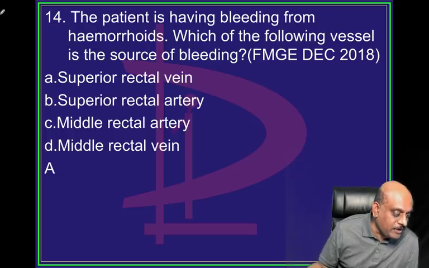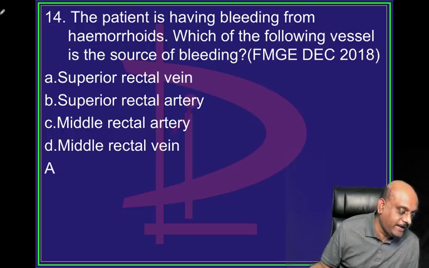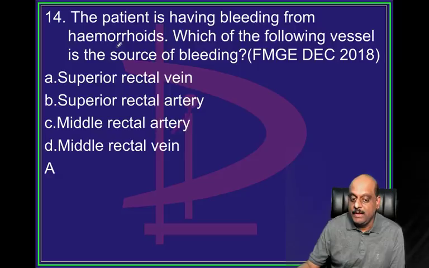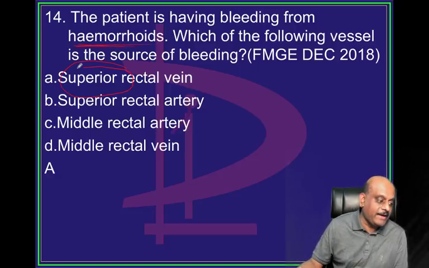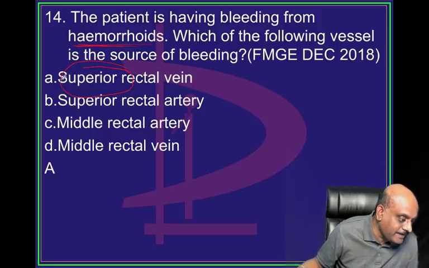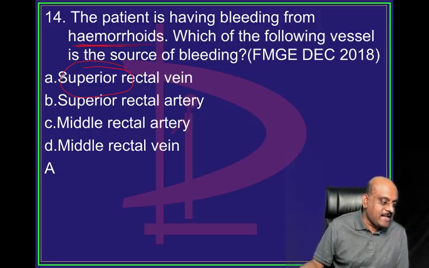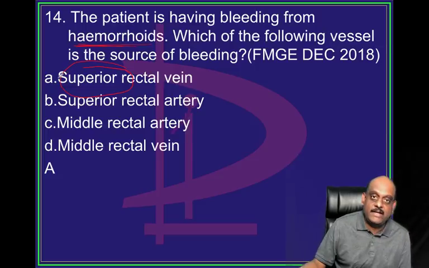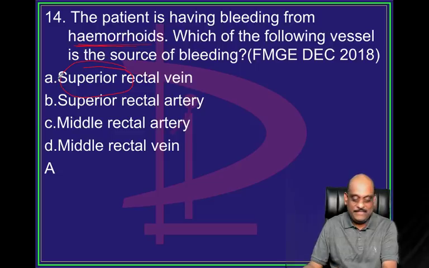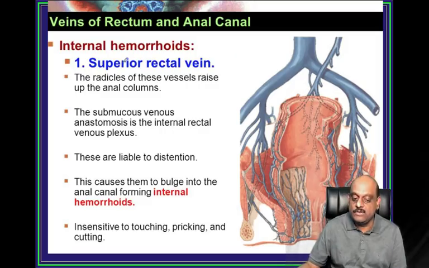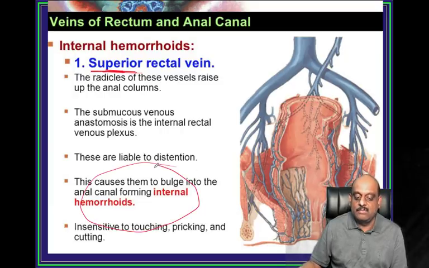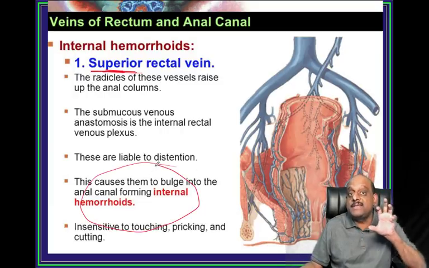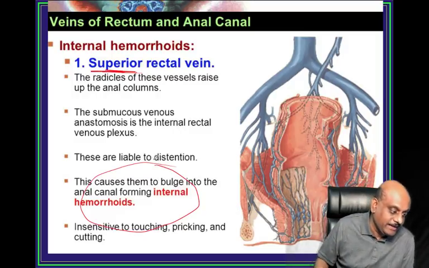Now, this is a beautiful question, Jaya. You just missed it, Jaya. So, the source of hemorrhoid bleeding is the superior rectal vein, doctor. Right? Vandan is asking, are you in government service, sir? I am in your service, sir. I am in Vandan's service. So, doctor, superior rectal vein. It is the one which bulges and forms internal hemorrhoids.